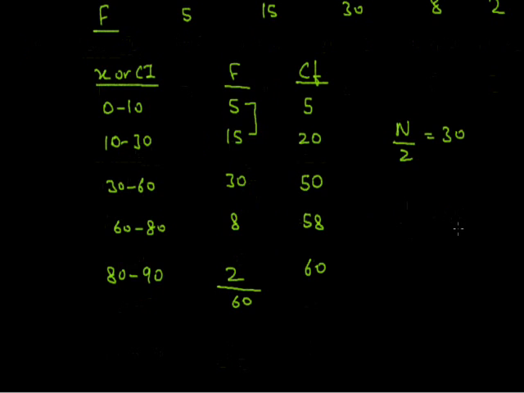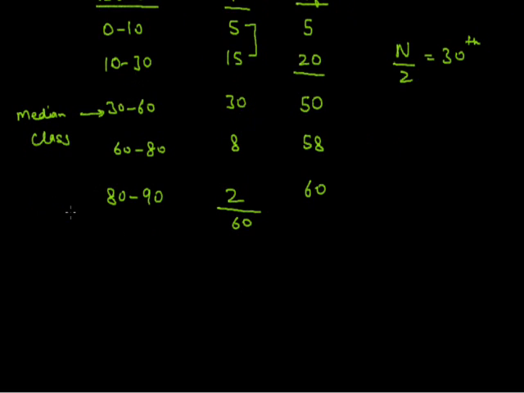And if we see where this 30th observation occurs, n by 2 being 30 means our 30th observation. Up to the 20th observation occurs in the class interval up to 10 to 30, and from the 21st to 50th observations it occurs in the class interval 30 to 60. It means our 30th observation occurs here between 30 to 60. So that will be our median class, and accordingly we use the formula for finding the median.